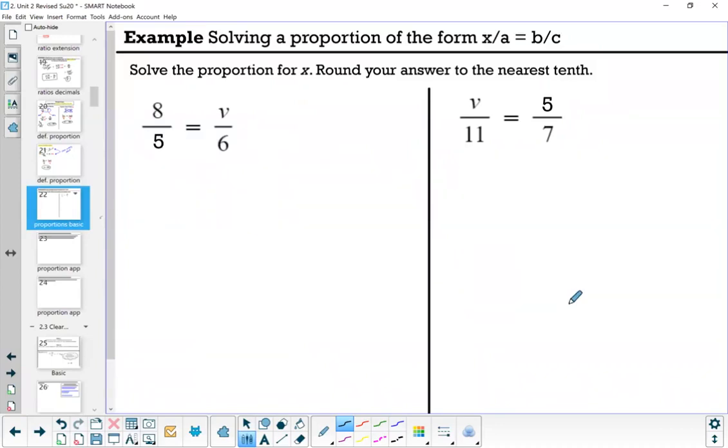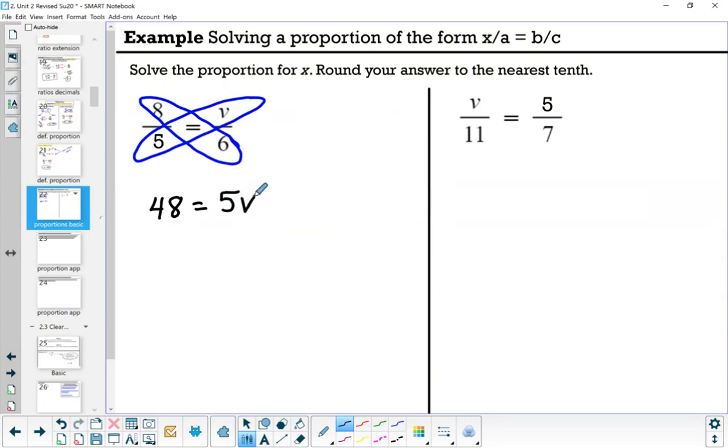You see here, you have 8 over 5 equals V over 6. You should notice that it's a proportion, and immediately you're thinking to yourself, cross multiply. 8 times 6, that's 48. V and 5. 5 times V is 5V. All right, so we cross multiplied.